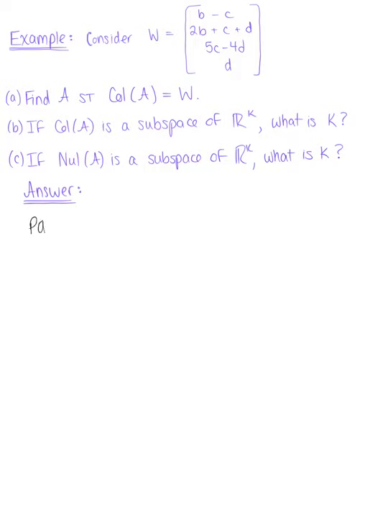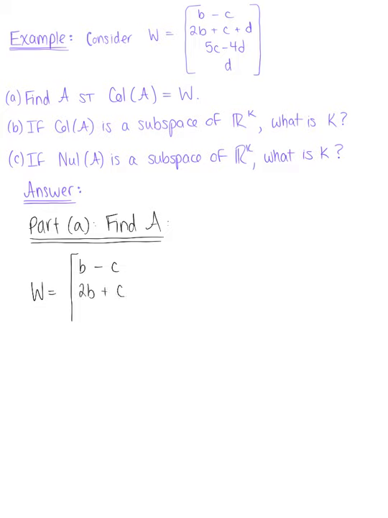So part A, find A. We need to take this set W and rewrite it as a linear combination of the column vectors. We are given set W defined as b minus c, then 2b plus c plus d, then 5c minus 4d, and last but not least, d.